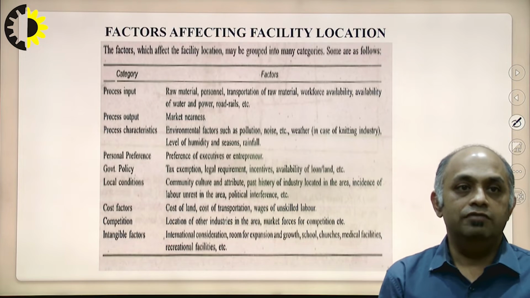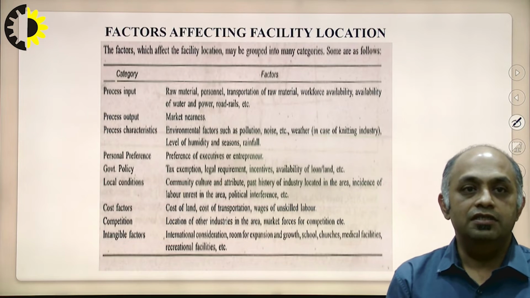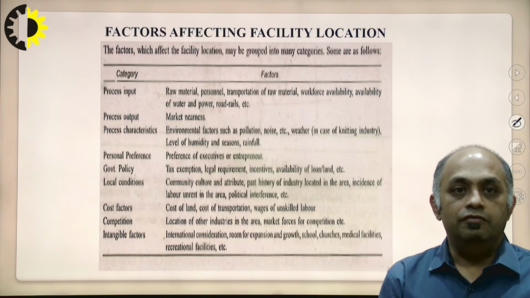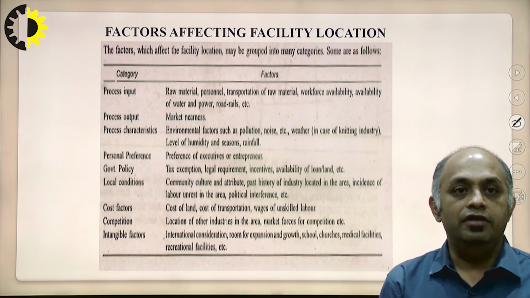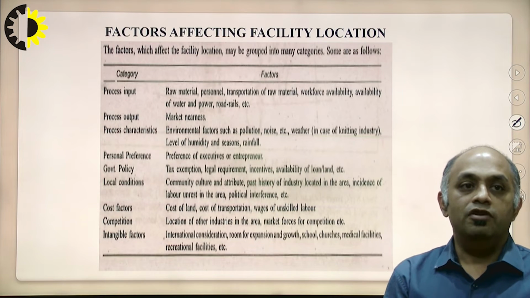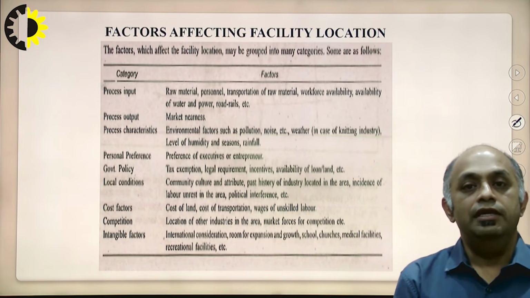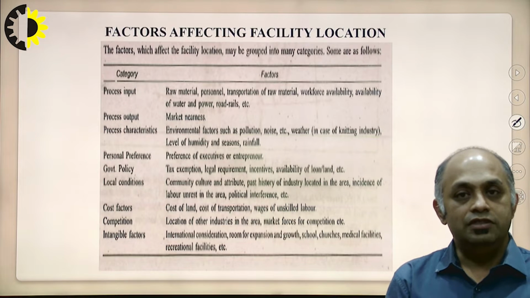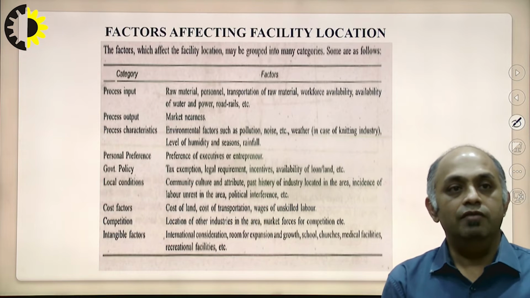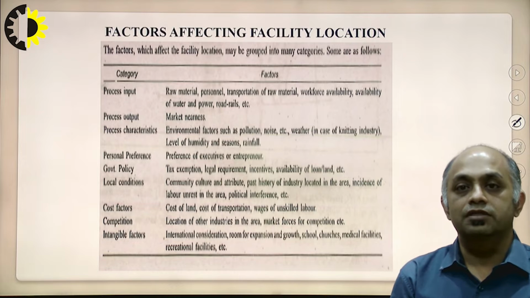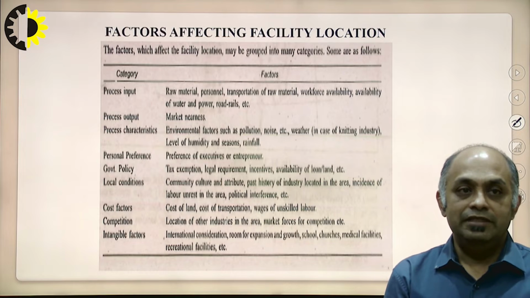So process input is the first important category, in which we can talk about raw material, the personnel, the transportation of raw materials, the workforce availability, availability of water, power, road, rails, etc. Process input talks about the raw materials and how these raw materials can be transferred to the location where I'm going to start my company, or where a facility will produce, right? This helps us decide where we actually want to create our facility, right?